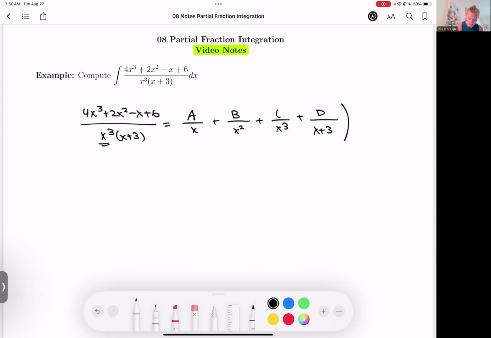Okay, my common denominator here is x cubed times x plus 3, so I'll multiply everything by that. My left-hand side leaves me with this messy expression. Oops, if I can write it correctly.